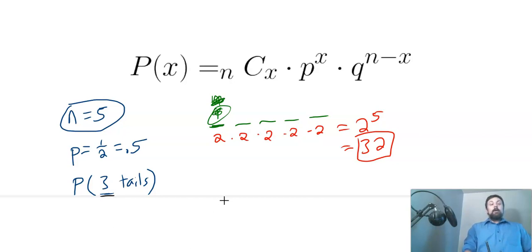Right. So one way of that happening would be to have tails on our first coin flip, tails on the second coin flip, tails on the third coin flip.